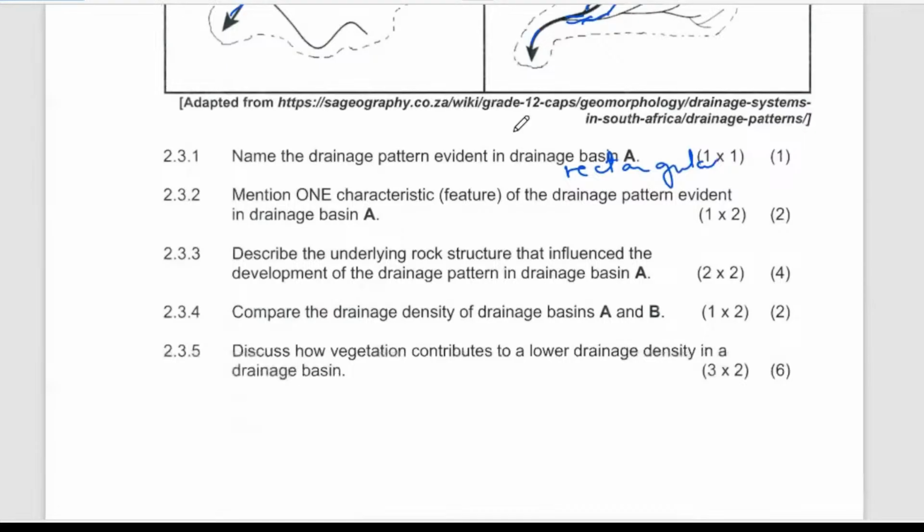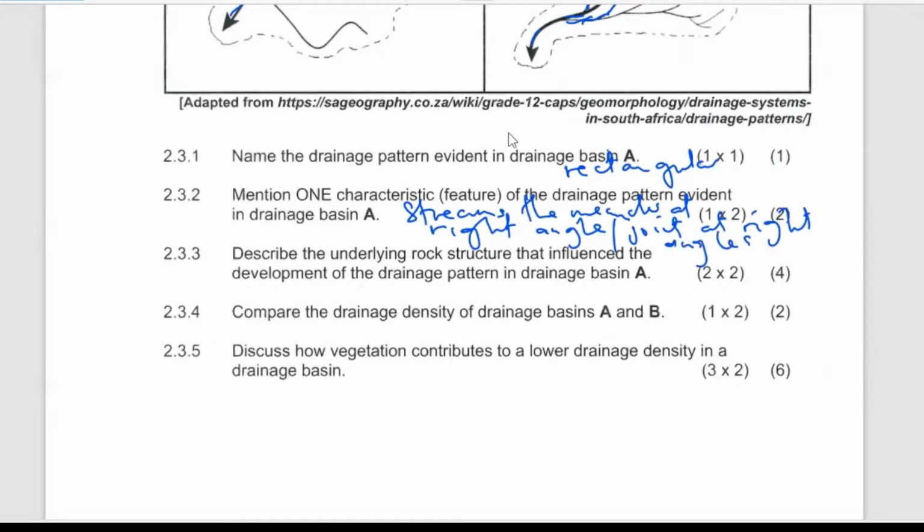Right, mention one characteristic or feature of the drainage pattern evident in drainage basin A. The feature, right, the streams, if you check, they meander at right angles. And also, if you check, they join at right angles. That's the major feature there, according to our observation.